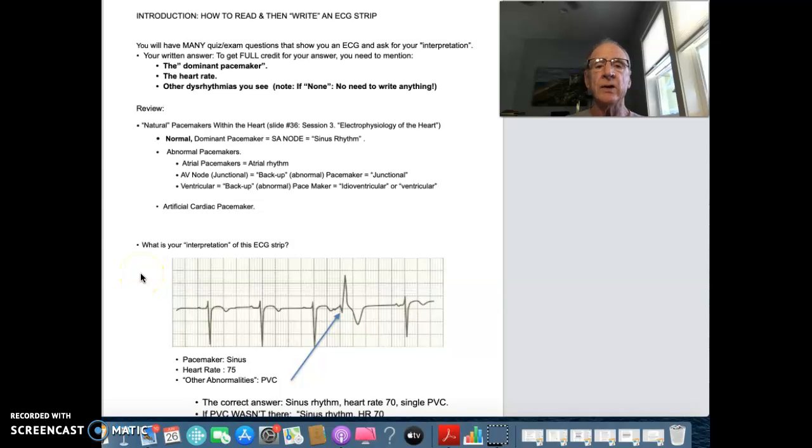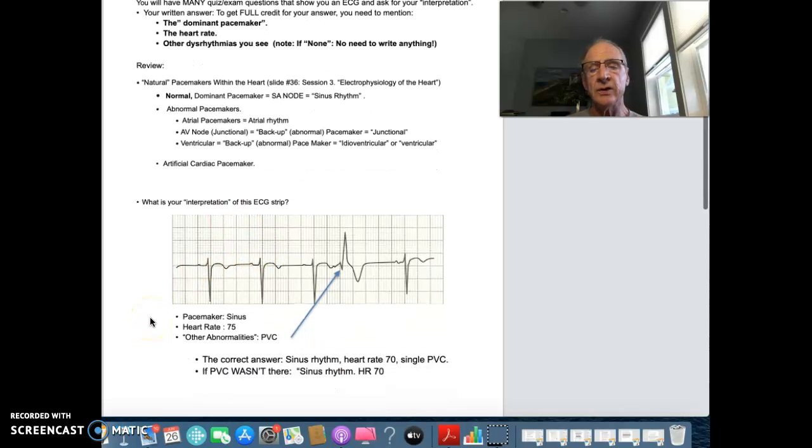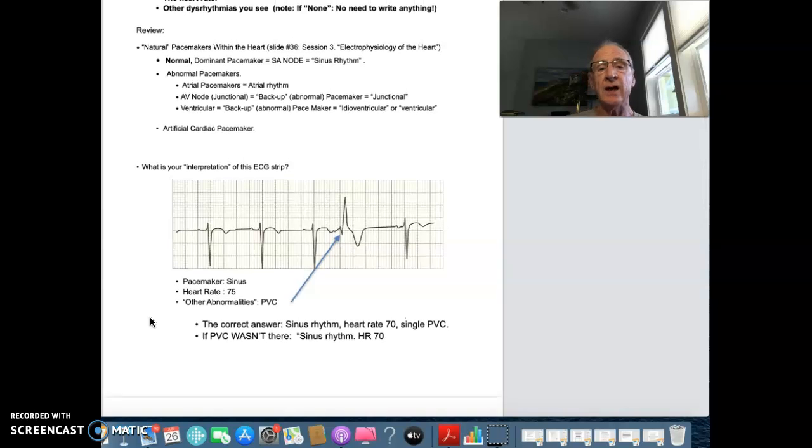So, you're taking a quiz, you get a question, and that question will ask you, what is your interpretation of this ECG? In order to get full credit, you're going to first have to tell me what the dominant pacemaker is. In this case, there's P waves. They appear to be normal. They're in front of a normal QRS. So this is an SA node as the dominant pacemaker, but what you would call that would be a sinus rhythm.